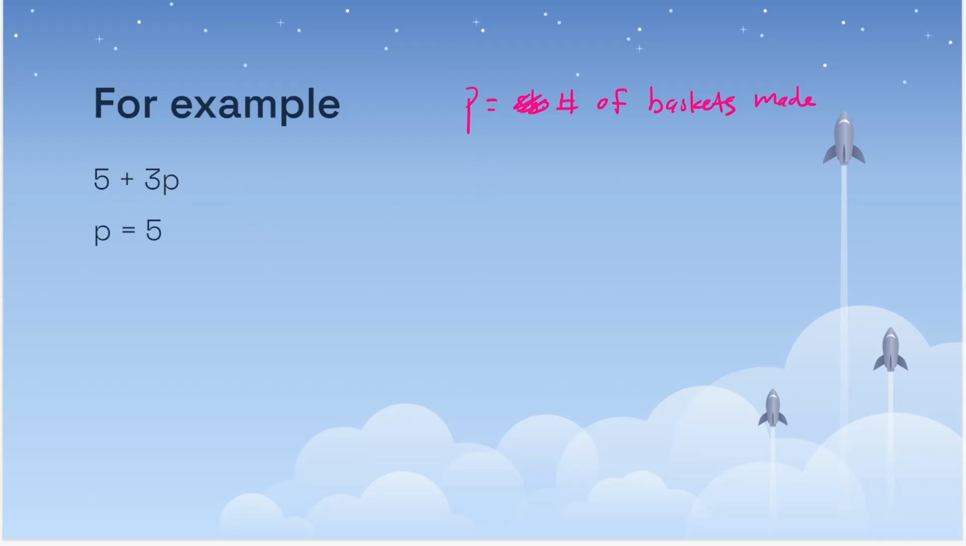So if there were 5 of these shots made, then P equals 5. So if these two numbers are equal to each other, then that means we can replace this with this. And that would give us 5 plus 3 times 5. And 3 times 5 is 15. And so 20 points is what Mr. Rosari scored.